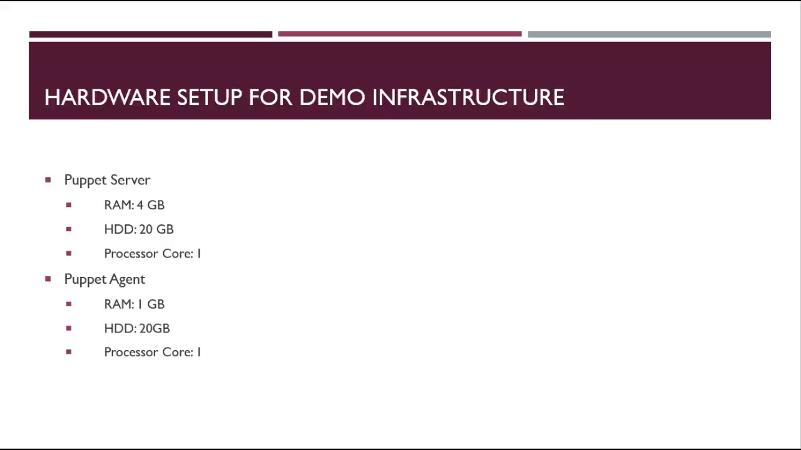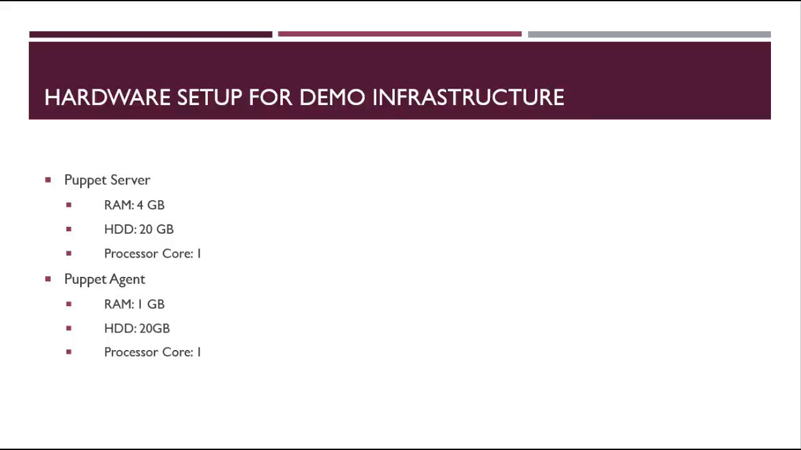So if you don't satisfy the hardware requirements, you might get some warning during the installation process, but still you can continue the installation. And when it comes to agents, I'm going to use 1 GB RAM for each VM and a hard drive of 20 gigs with 1 core processor.